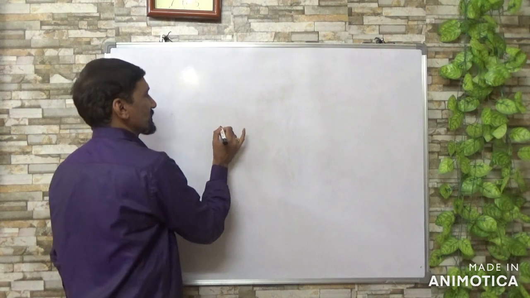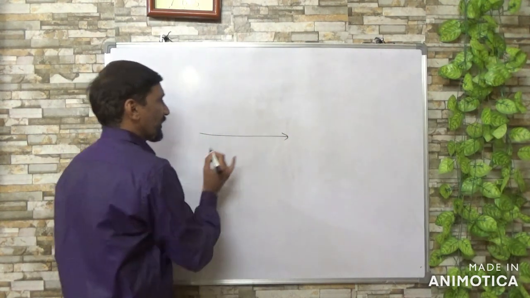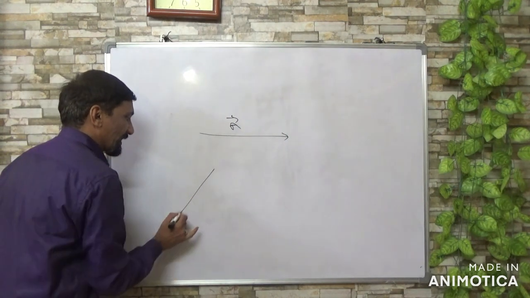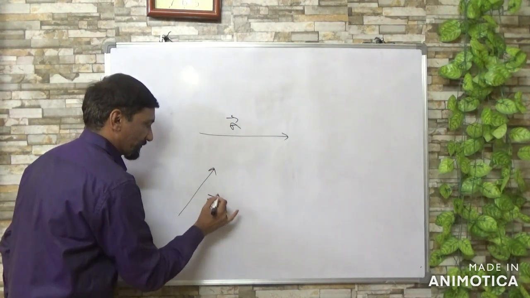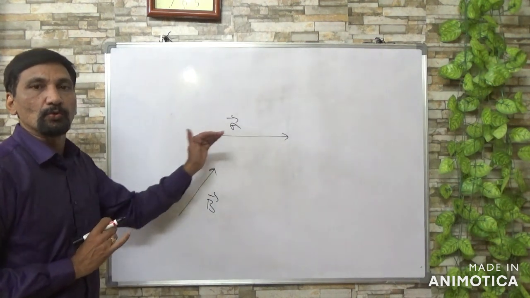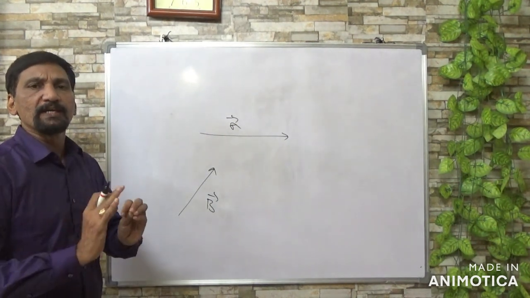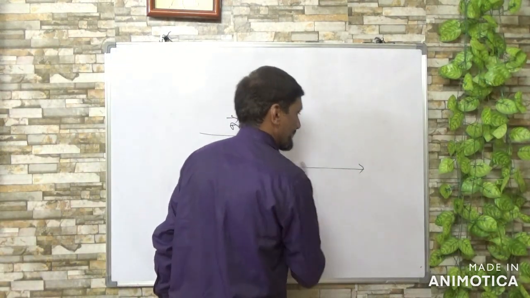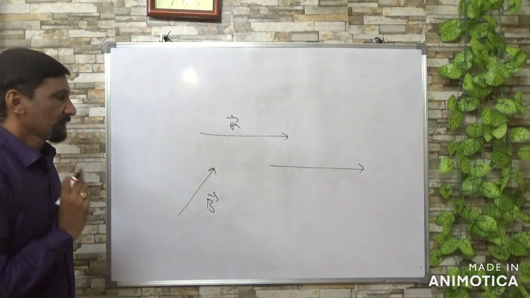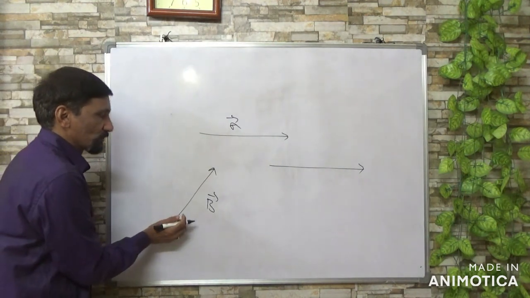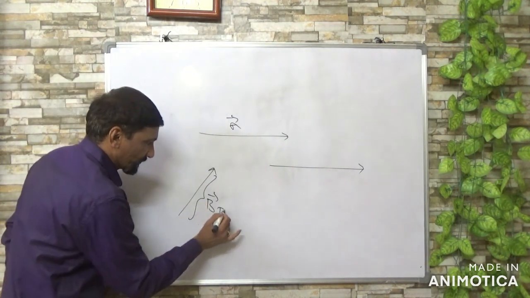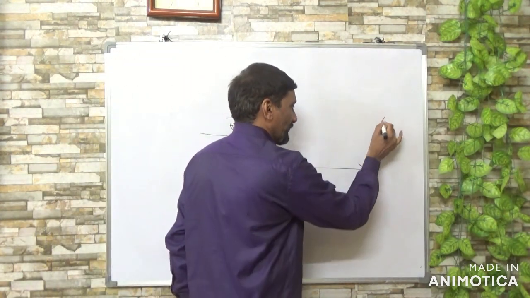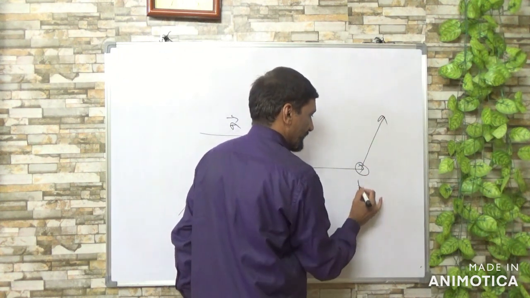Let us suppose this is the first vector you have taken. This is the second vector, say B bar. Now you are going to add these two vectors. How? Very simple. First we will trace the first vector as it is. Then you take the tail of the second one. So this is the tail. Tail of the second one to the head of the first one. This is the head.